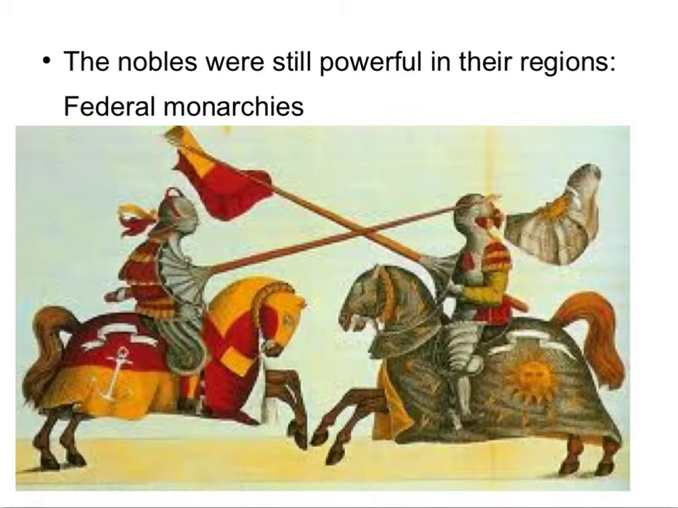So, using our terms from the reading you did, we could call these federal, in that there were divided powers between the central area of the government and the surrounding regions. And this is a monarchy. These are monarchies because a king or queen rules the kingdom.